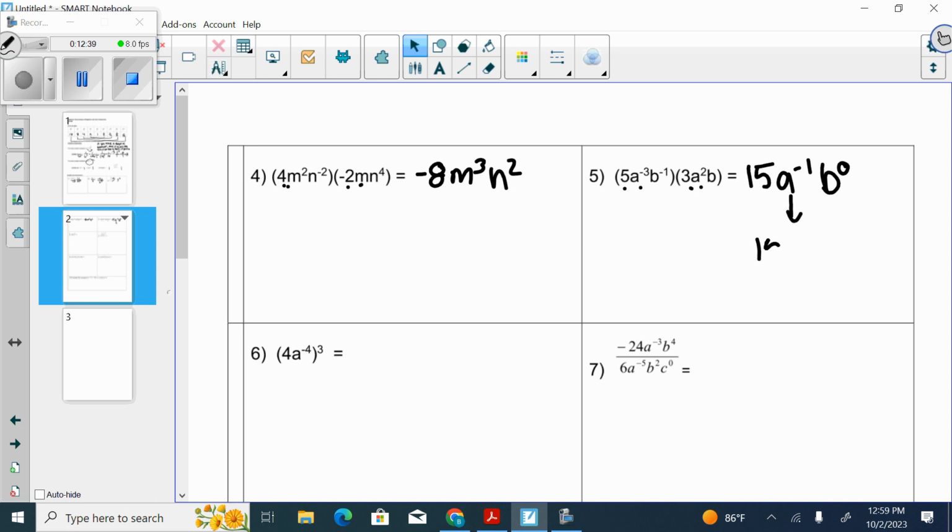So the 15 gets to stay, right? 15 over a to the first, right? And what happens to b to the 0? What is b to the 0? It's 1. It's the number 1, remember? Right? But do we really need to write 15 times 1? No, it would just be 15, right?